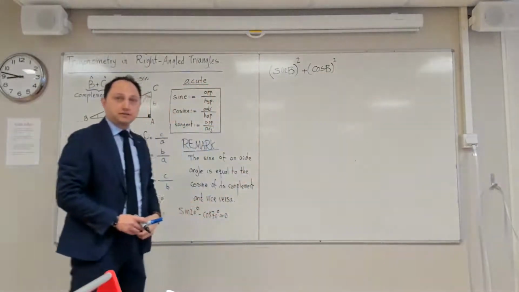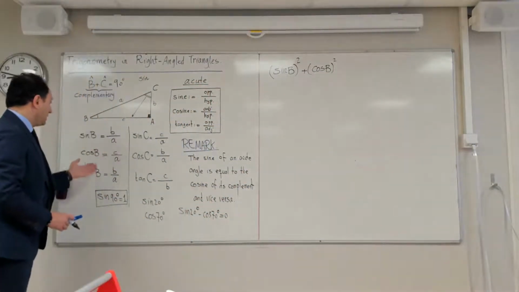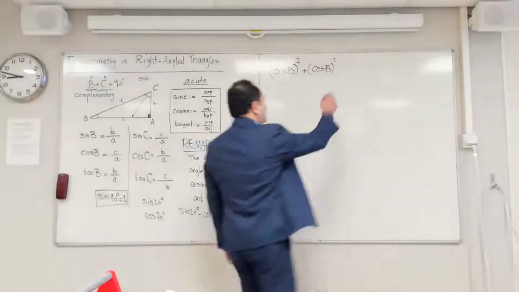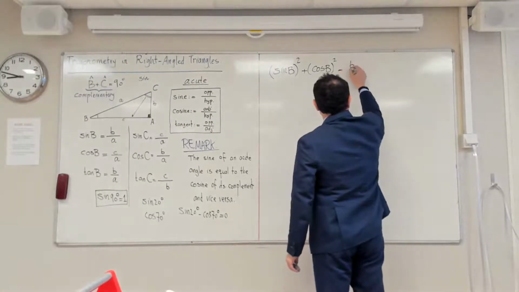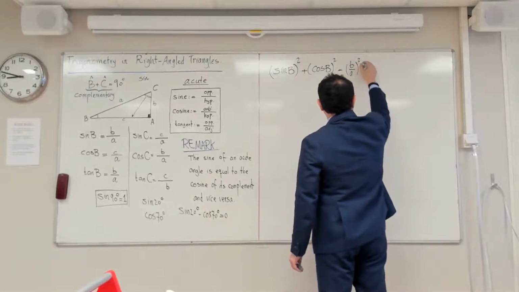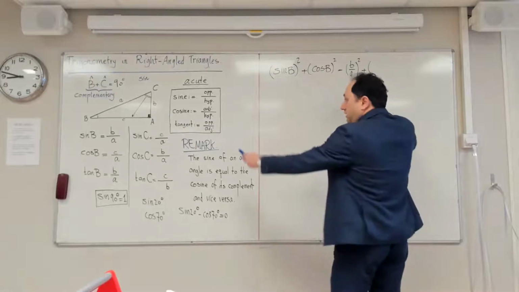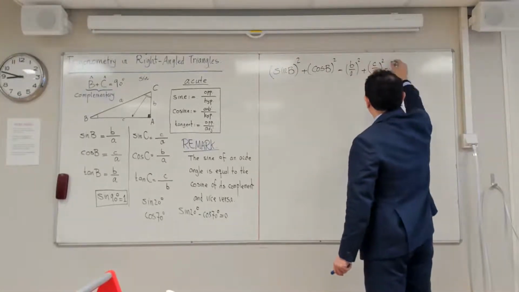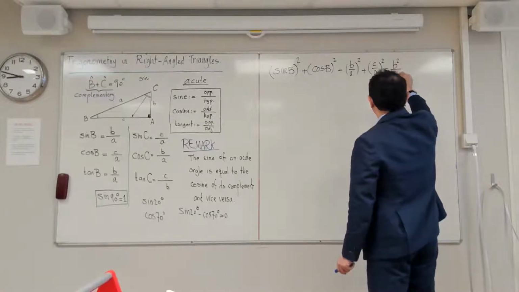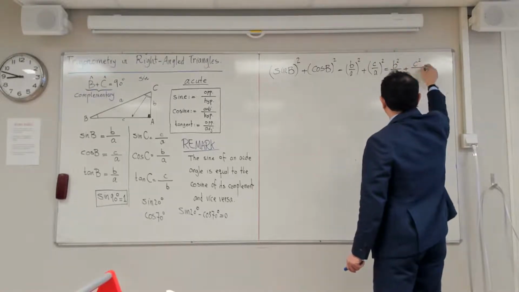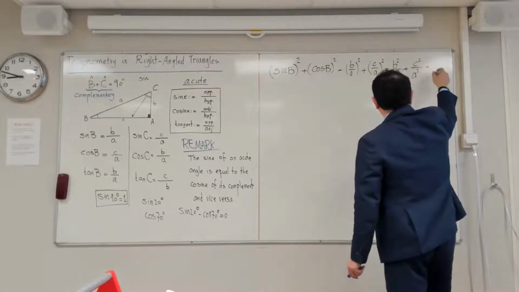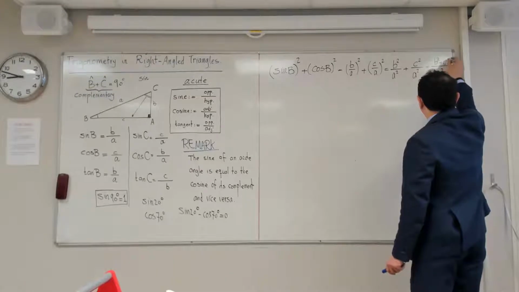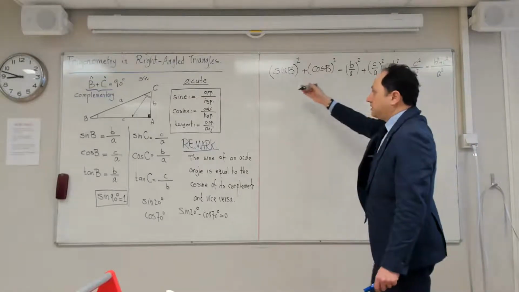Let us confirm that. So how can I confirm? Sine of b is defined to be b over a. So I would write it as b over a to power 2 plus cosine of b, which is c over a, to power 2. Then it becomes b squared over a squared plus c squared over a squared, yes? And the denominators are the same, so I would write a squared, and then I have b squared plus c squared.